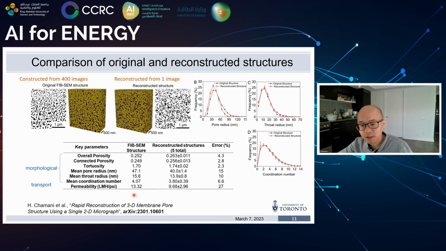In fact, this is because this is a transport property obtained from computational fluid dynamics simulation, and it is a highly sensitive property to the membrane structure. But I would say with the overall good agreement, this proof of principle study demonstrates the feasibility of the 3D reconstruction using a single image, and we believe future development can help further improve our algorithm.